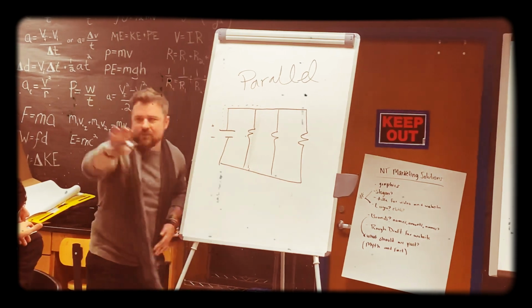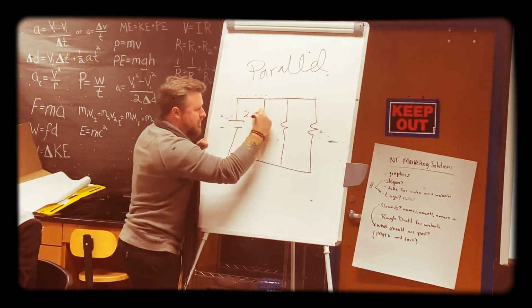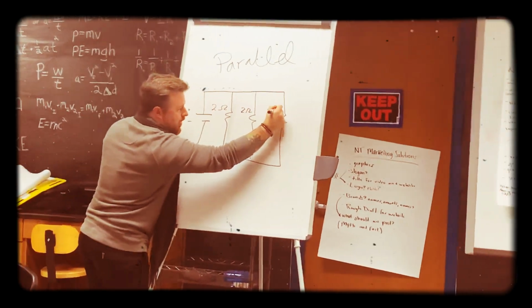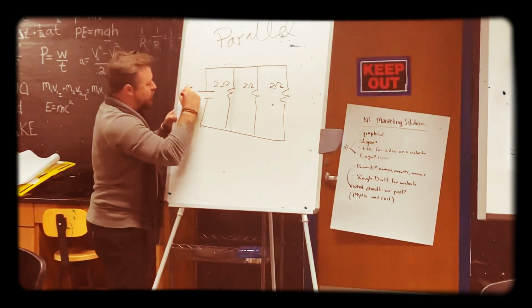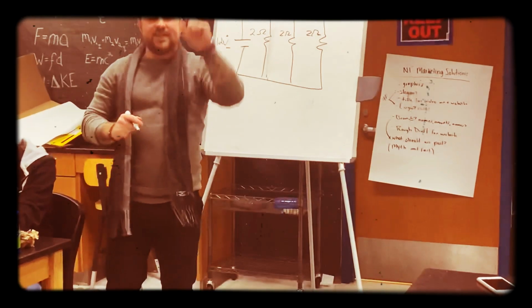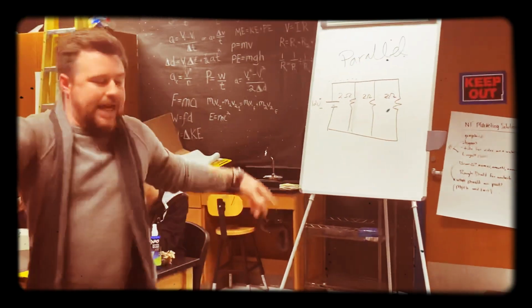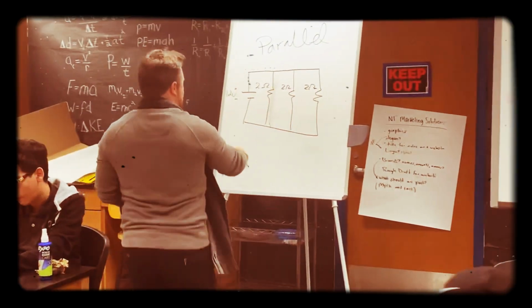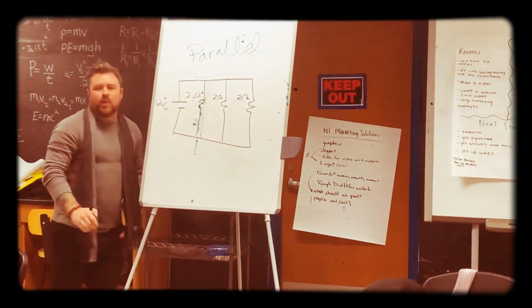These are the same type of resistors. Let's say it's 2 ohms, 2 ohms, 2 ohms, and this is the same 12 volt battery. Now, what do you think the total resistance is in this circuit? Over there was 6. I added them up, right? 2 plus 2 plus 2. What do you think it is over here?